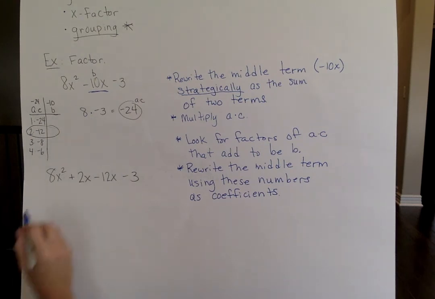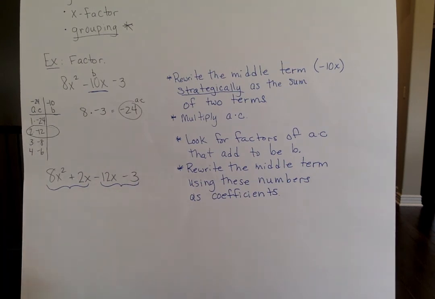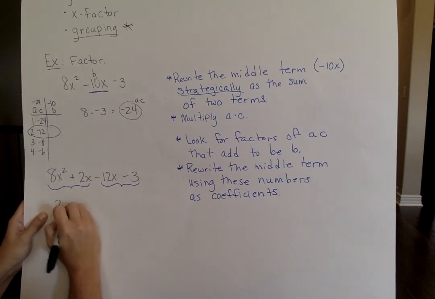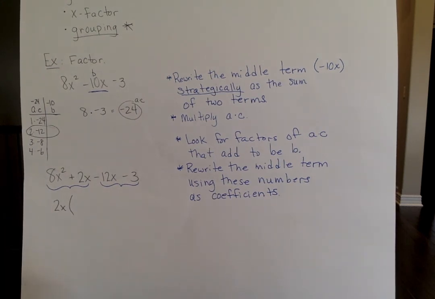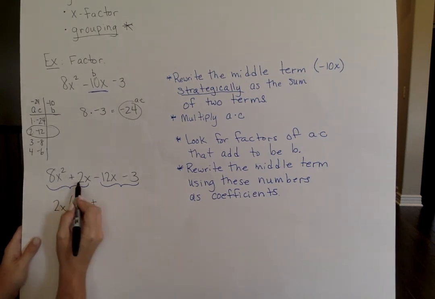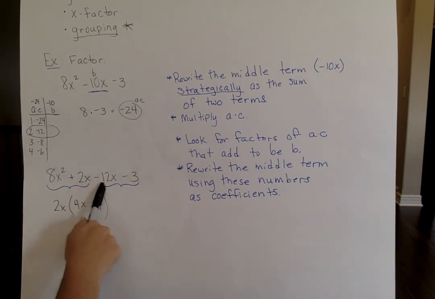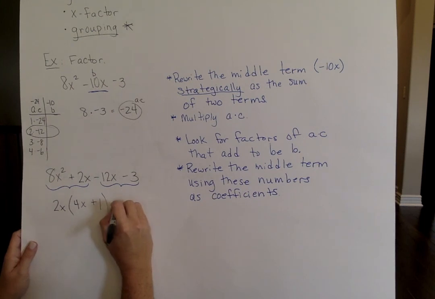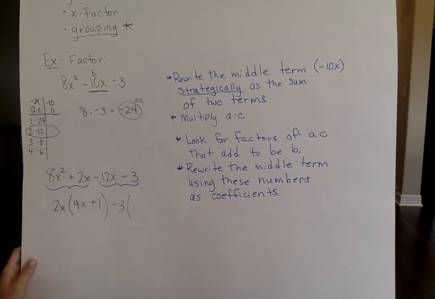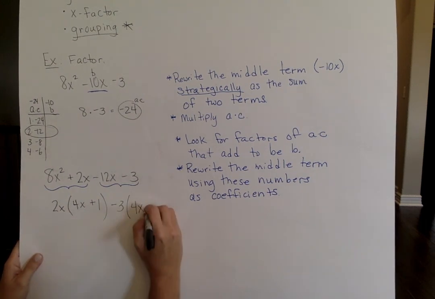Okay. Now, again, we've got 4 terms, so we can do some grouping. What do 8x squared and 2x have in common? They have a 2x in common. What's left over is 4x, plus, what happens when I divide here? 2 divided by 2, that's 1, don't forget the 1. What do negative 12x and negative 3 have in common? A negative 3. What's left over? Negative 12 divided by negative 3 is 4, we still have an x. Negative 3 divided by negative 3 is positive 1.